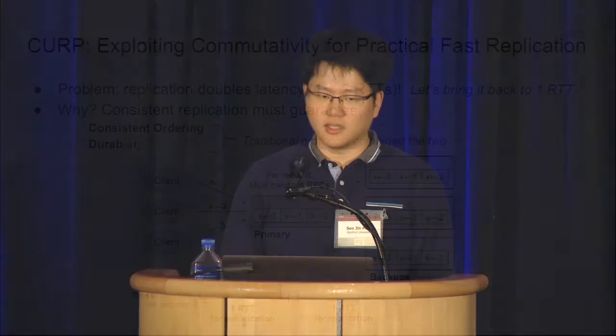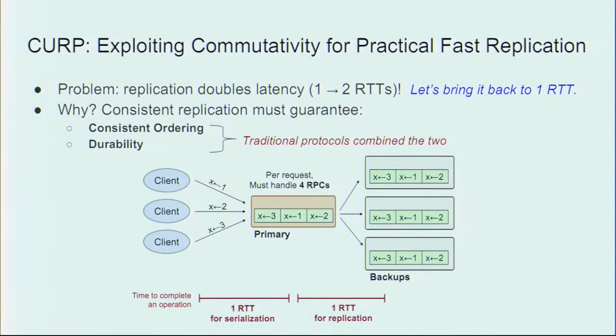Hi, I'm Seojin Park. I'm advised by John Osterhout currently. And the problem I solve is that replication is very widely used for high availability in data centers, but replication doubles the latency and drops the throughput. So I actually want to bring it back to the 1 RTT latency.